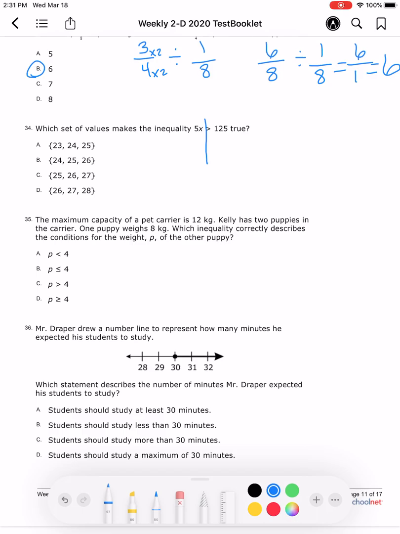Which set of values makes the inequality 5x is greater than 125 true? I can solve this. My variable is x and it's being multiplied by 5. The inverse operation is divide by 5. What you do to one side, you do to the other. I now have x is greater than 125 divided by 5.